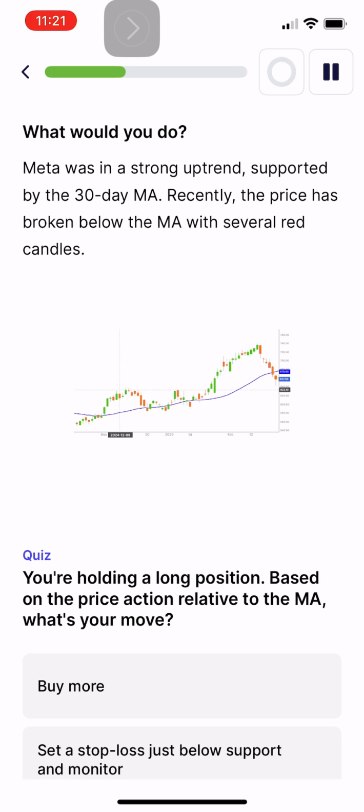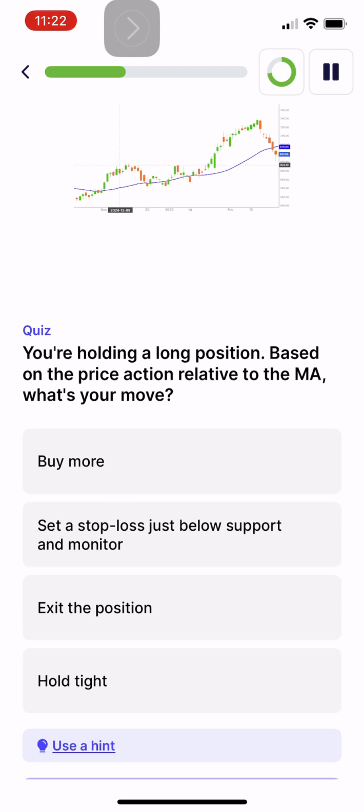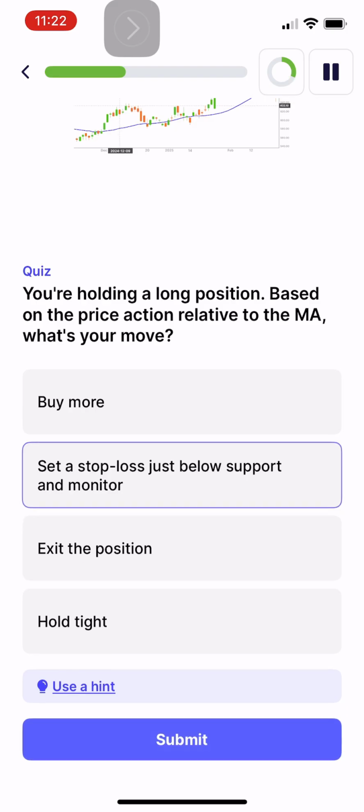Time for a quick quiz. Meta was in a strong uptrend, supported by the 30-day MA. Recently, the price has broken below the MA with several red candles. You're holding a long position. Based on the price action relative to the MA, what's your move? Buy more? Set a stop loss just below support and monitor. Exit the position. Hold tight.